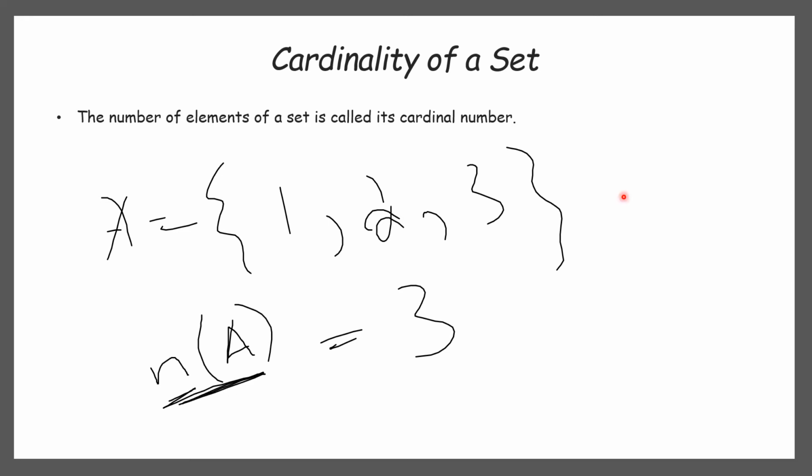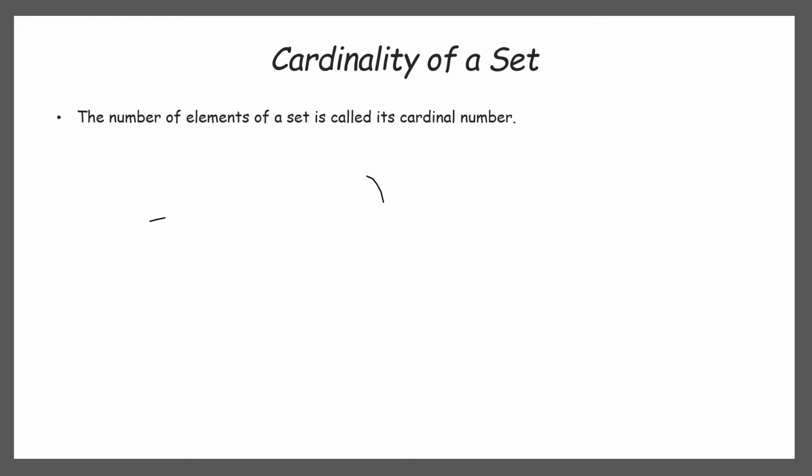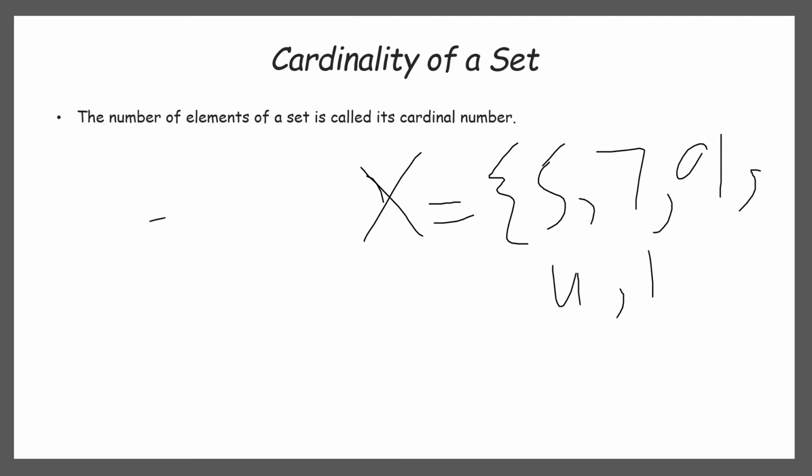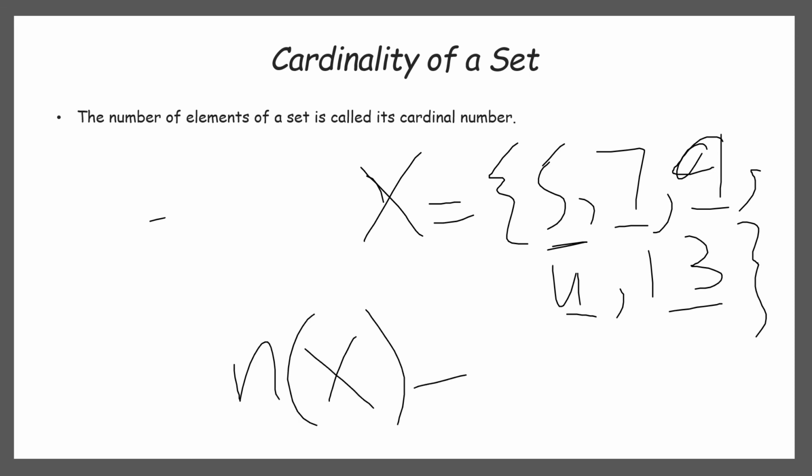If there's another set X which contains 5, 7, 9, 11 and 13, how many elements does it have? 1, 2, 3, 4, 5. So the cardinality of set X is 5. So cardinal number means the number of elements in a given set. I hope all the definitions are clear now.